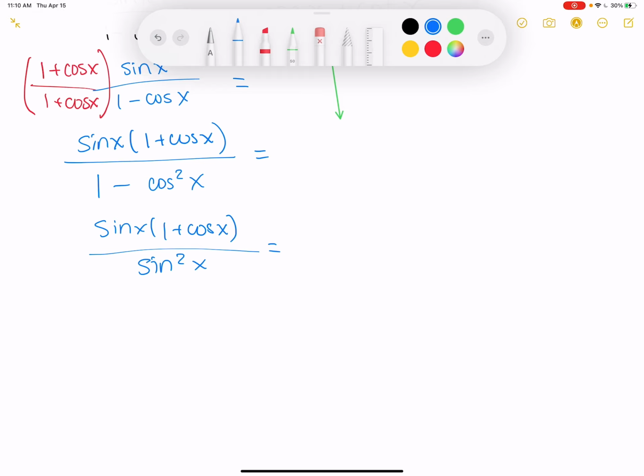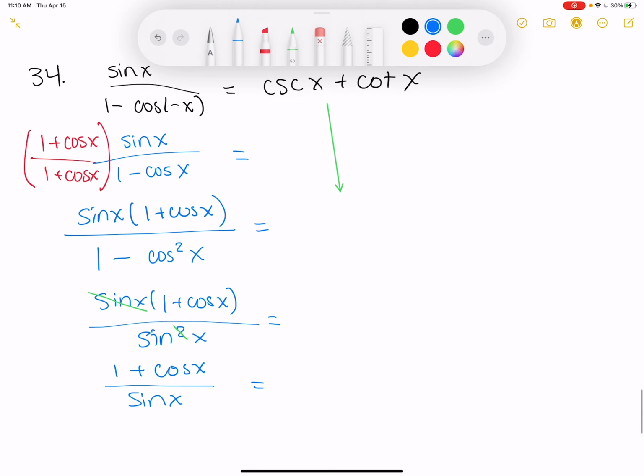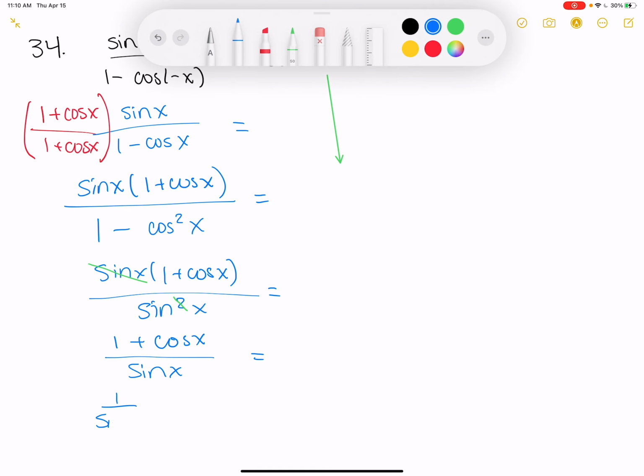Because this is multiplying on the top, this is why I left it separate. I can now cancel one of these. So this sine up here is going away, and the squared part of this is going away. So I now have 1 plus the cosine of x over the sine of x. But I'm still not back to what I want it to look like. So I can split it into 1 over the sine of x plus cosine of x over the sine of x.